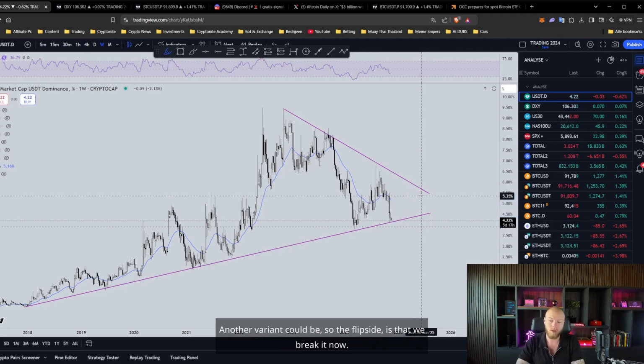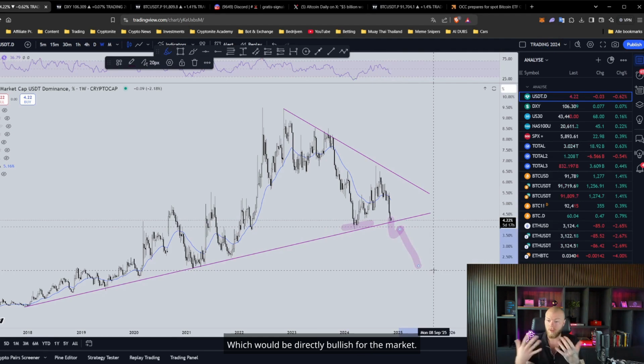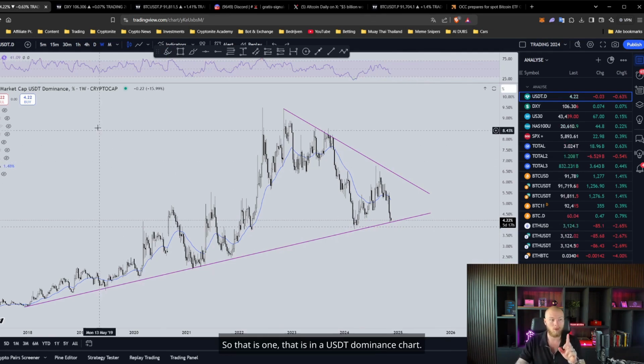Another variant could be, so the flip side is that we break it now. So that means we break out here now, come back for a retest here on that support, and ultimately we break all the way down, which would be directly bullish for the market. And the market would push up immediately without seeing a large crash. So that is one, that is the USDT dominance chart.